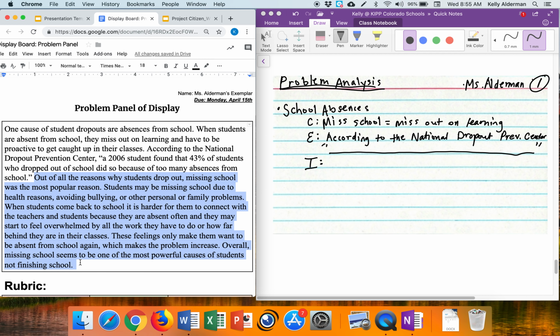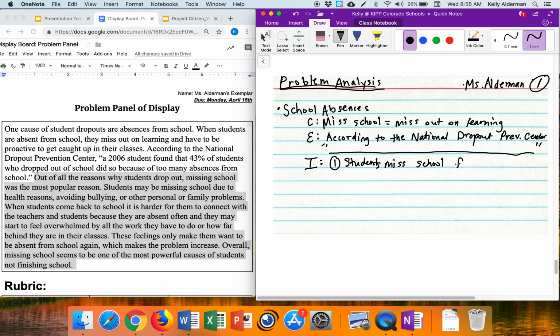So I have several interpretation sentences from my paragraph. So again, I am only taking the main points from those. So I'm going to say my first point that I want to talk about is students miss school for many reasons. And then I continue to read my interpretation and I list out the other key points from that interpretation that I plan to talk about in detail. Again, not copying the whole sentence, just the key points to remind me if I forget what I'm talking about.